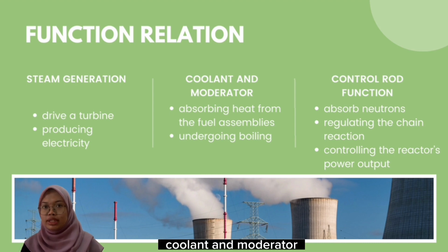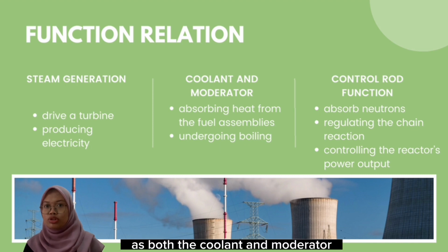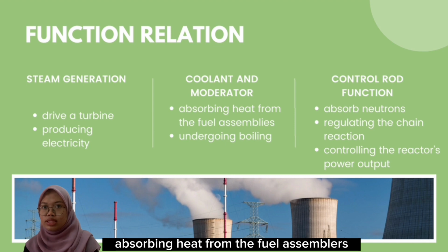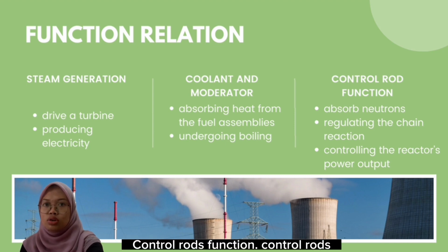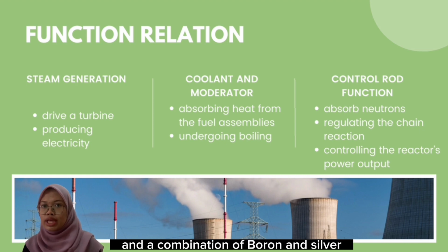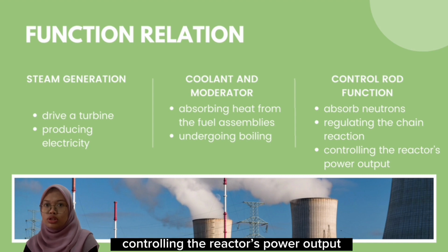Coolant and moderator. In a BWR, ordinary water serves as both the coolant and moderator. Water flows to the reactor core, absorbing heat from the fuel assemblies and undergoing boiling. Control rod function. Control rods made of materials like boron and a combination of boron and silver are inserted into the reactor core. The control rods regulate the nuclear chain reaction by absorbing neutrons, controlling the reactor's power output.